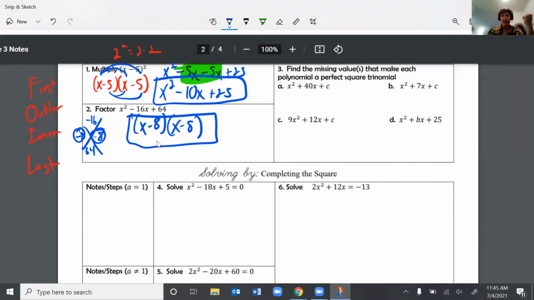Number 3, find the missing value that makes each polynomial a perfect square trinomial. So this is where we're trying to find out what the perfect square is, where it's the same thing twice. And if you look at what's going on here, look for a connection. Let me erase these, because you don't know the last term. That's what we're trying to find.